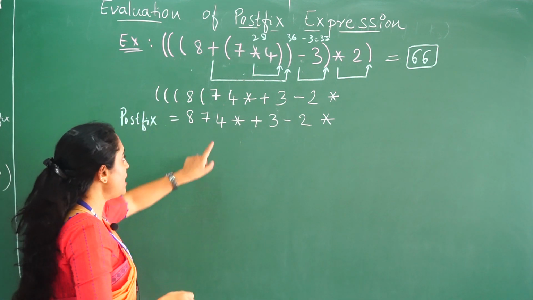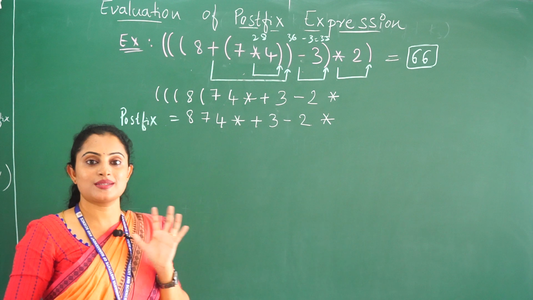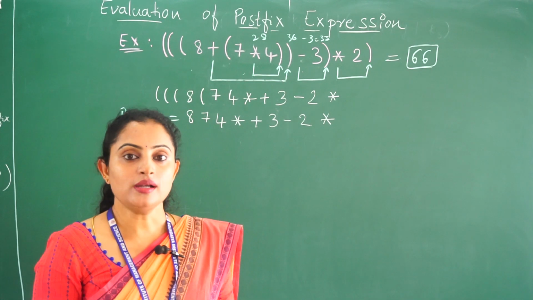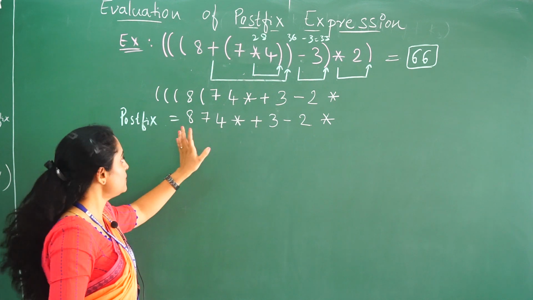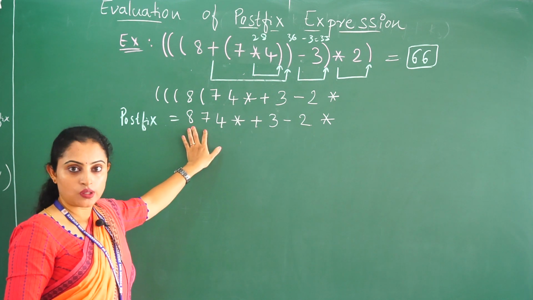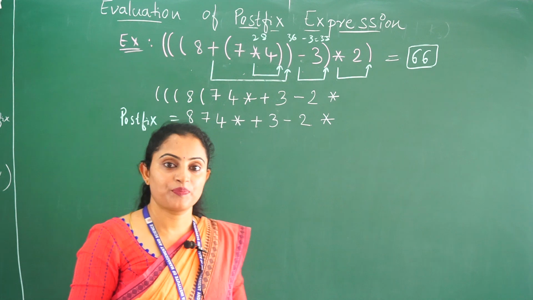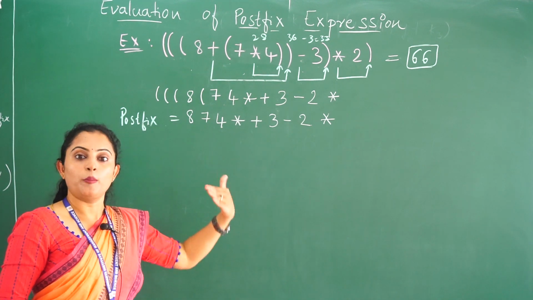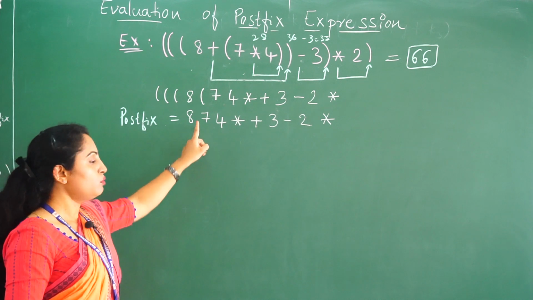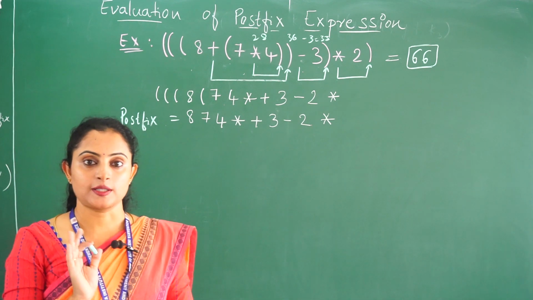So we have to evaluate this postfix expression using a stack. So how to evaluate that? There are a few steps in the algorithm. Whenever an operand is encountered, operand here means numbers, right? 8, 7, 4, 3, 2 are the operands here. So whenever an operand is encountered, we have to push it on top of the stack.